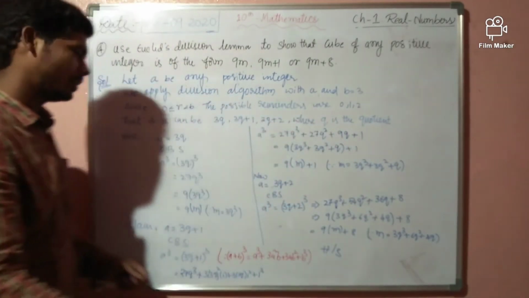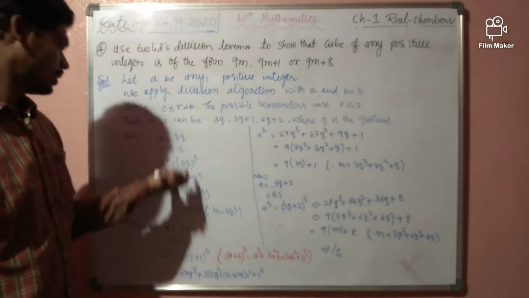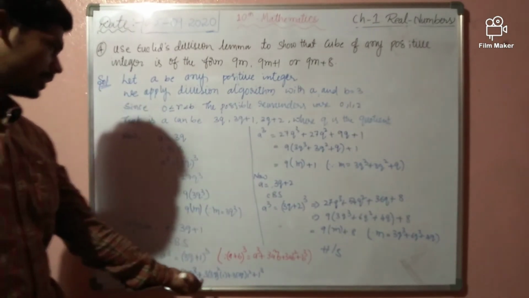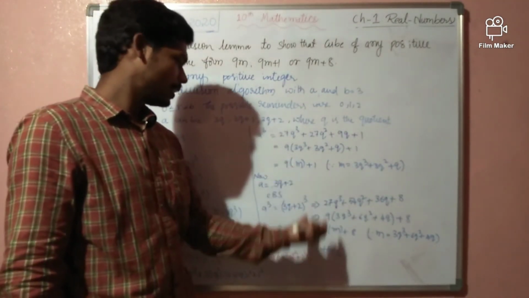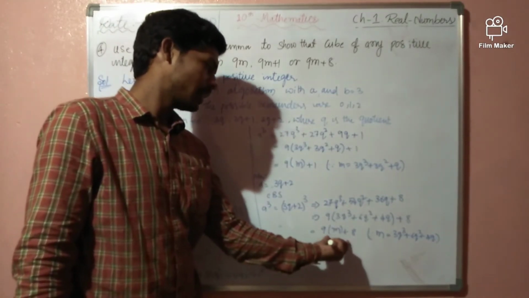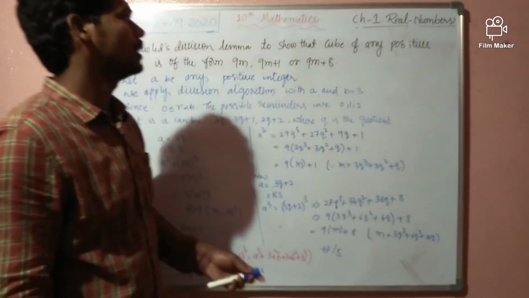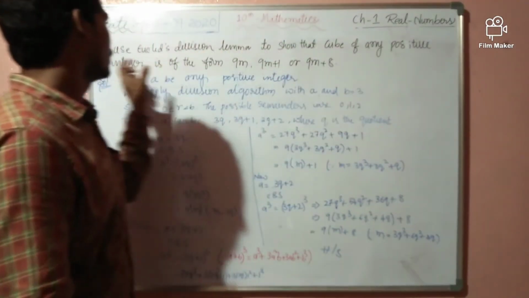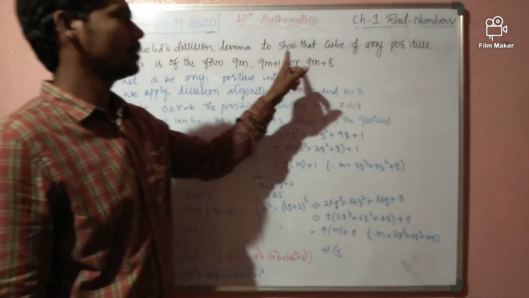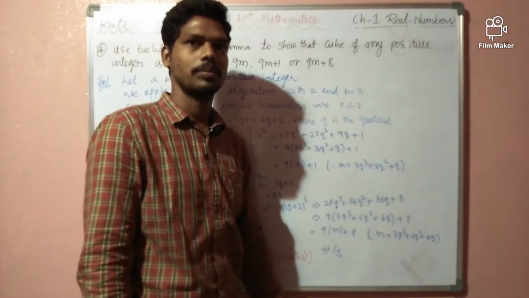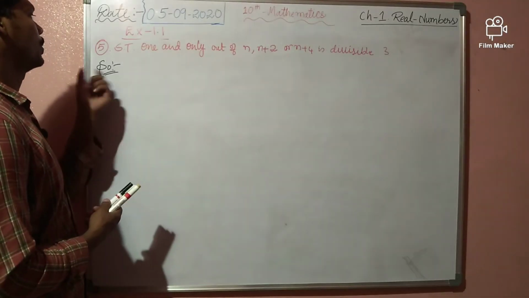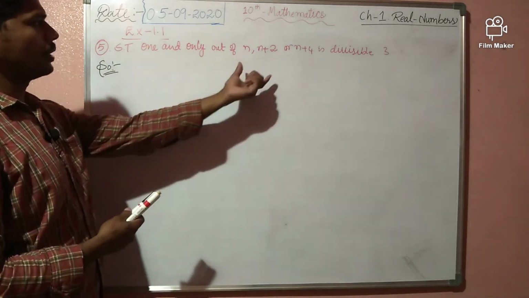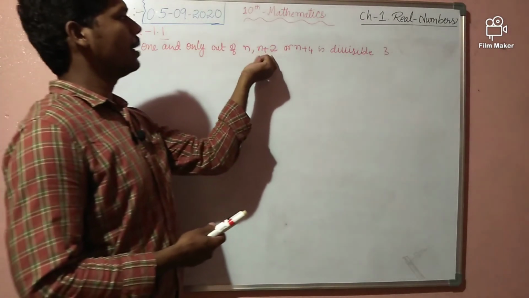So the first positive integer we have written as 9m, the second positive integer as 9m + 1, and the third positive integer as 9m + 8. So we can say that any cube of a positive integer can be shown in the form 9m, 9m + 1, 9m + 8. Hence shown.